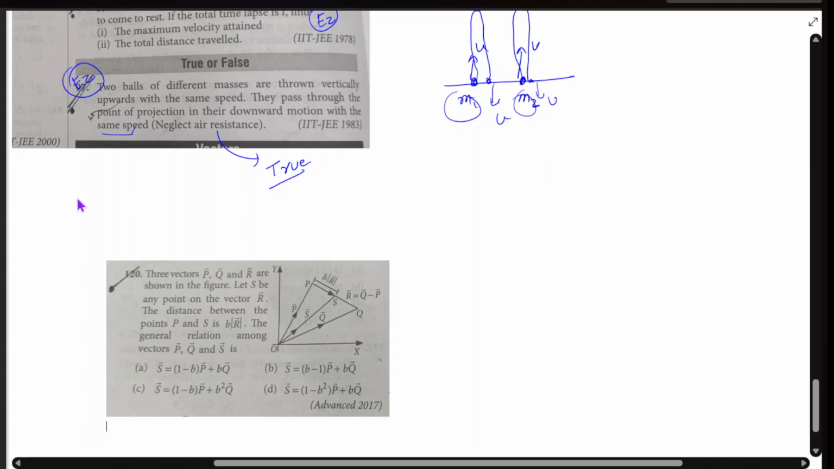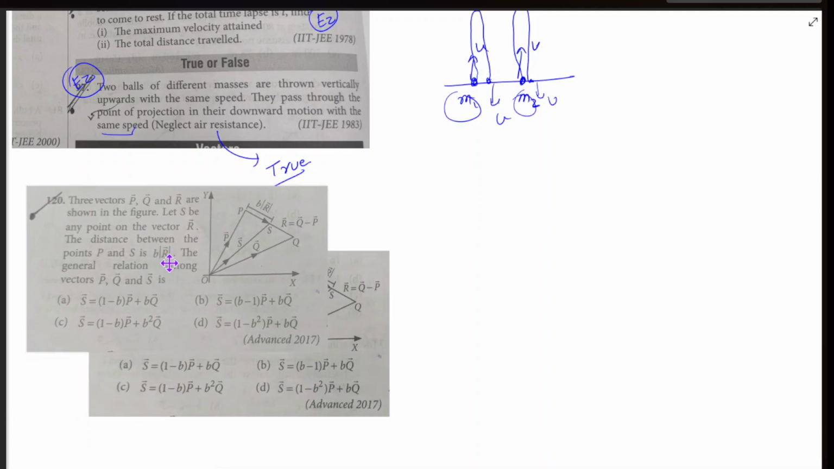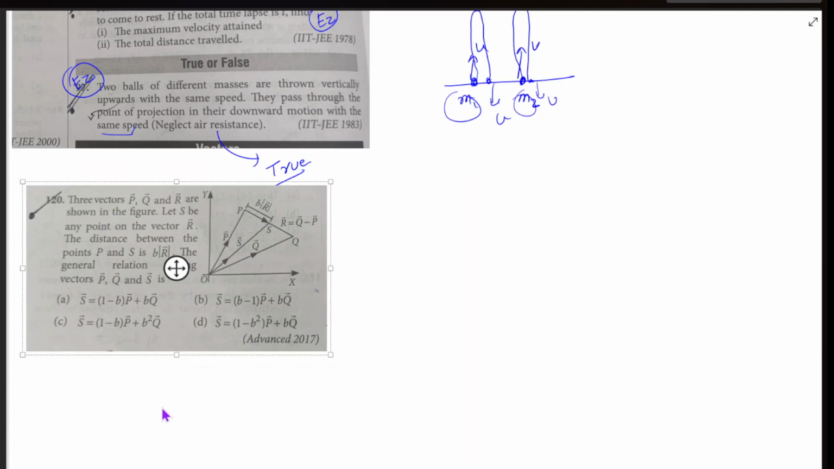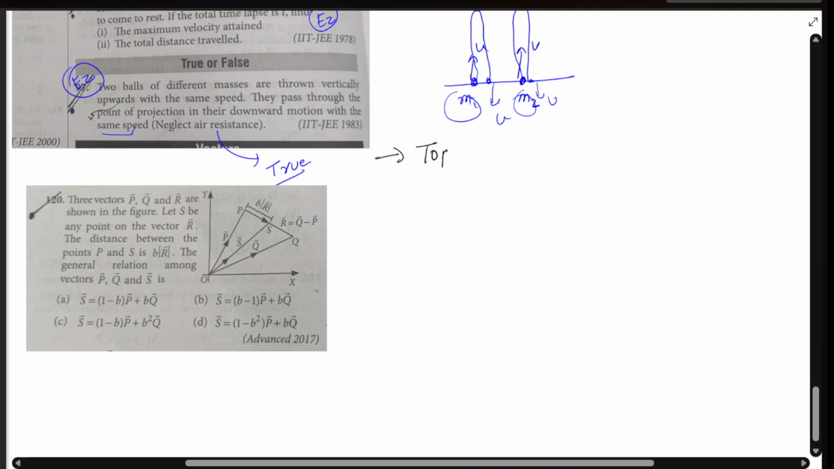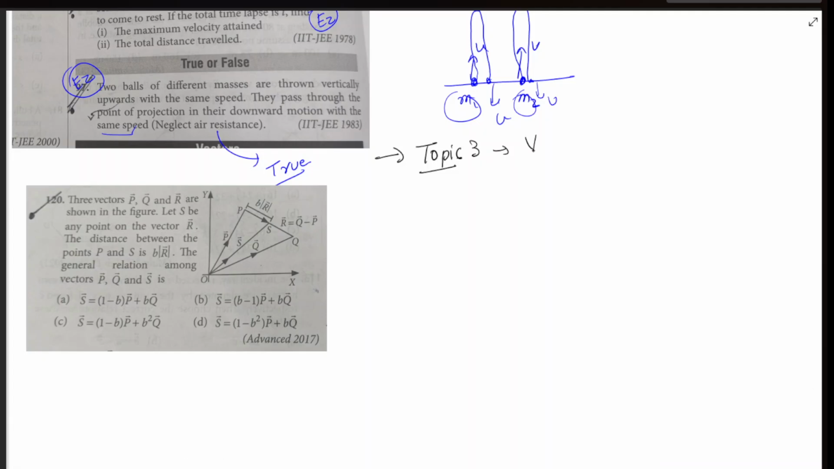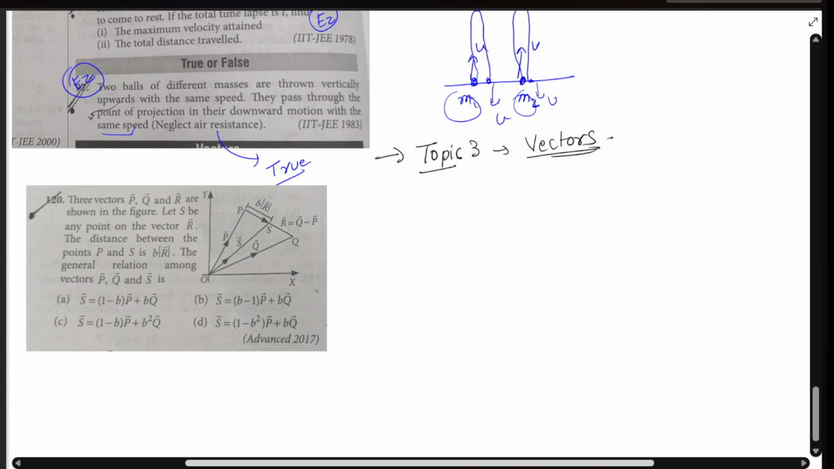Okay, let's discuss this question. Okay, so now we are going to discuss the questions based on vector. So this is our topic 3. Topic 3. Questions will be based on vectors. Okay, let's start.